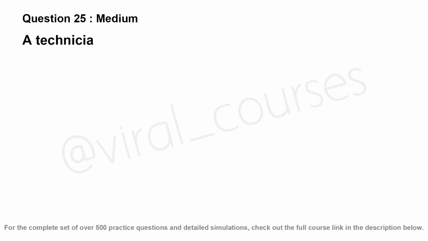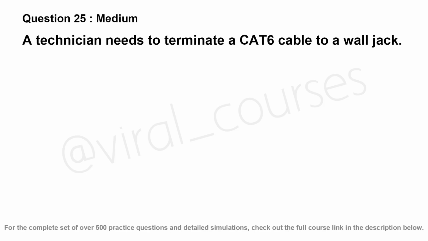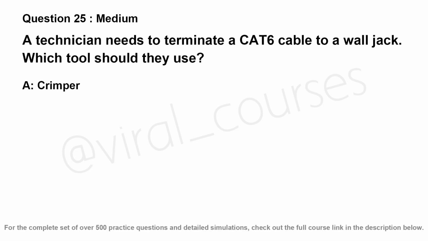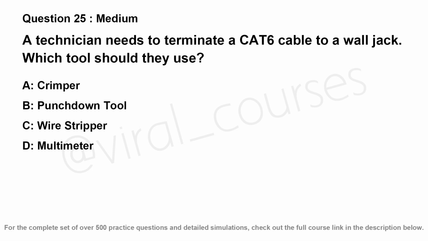A technician needs to terminate a CAT6 cable to a wall jack. Which tool should they use? Option A, crimper. Option B, punchdown tool. Option C, wire stripper. Option D, multimeter.